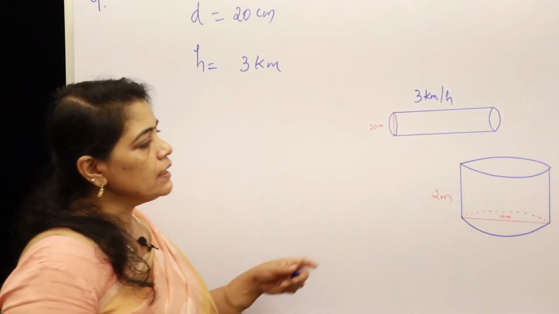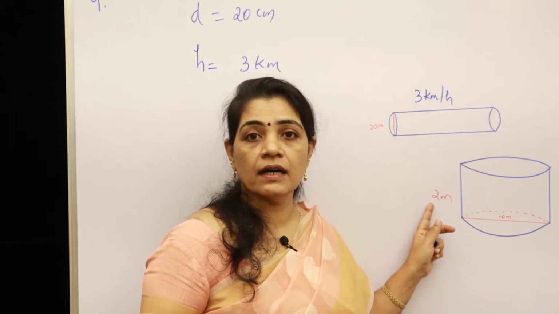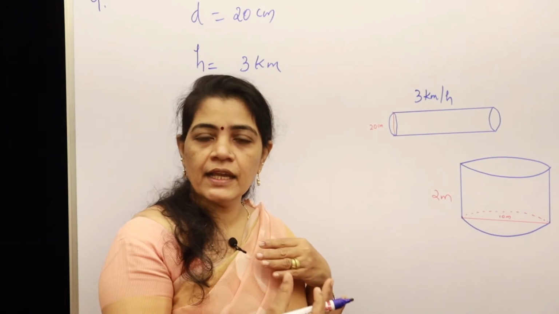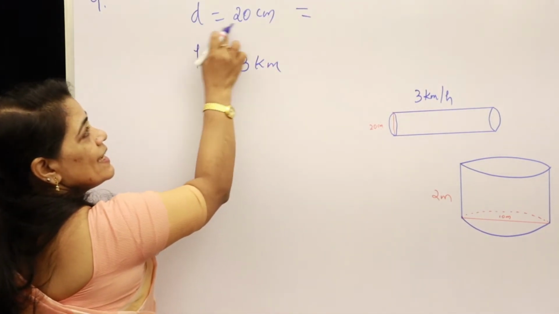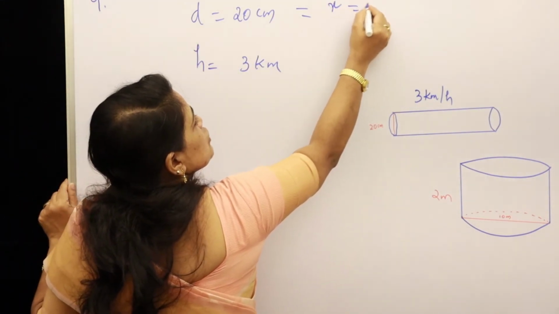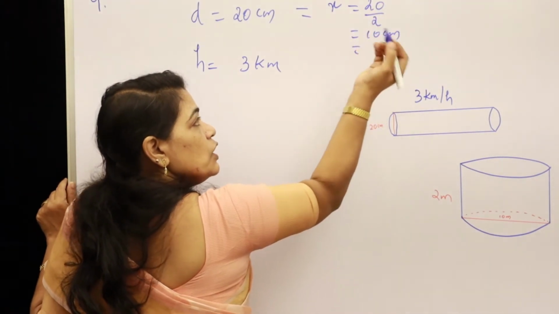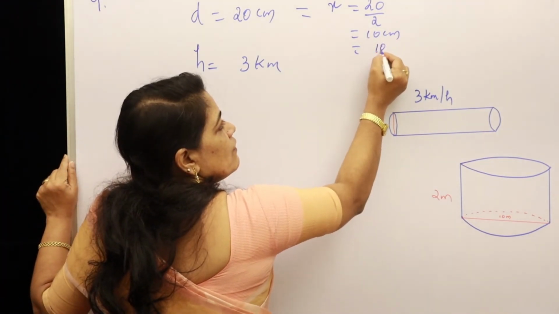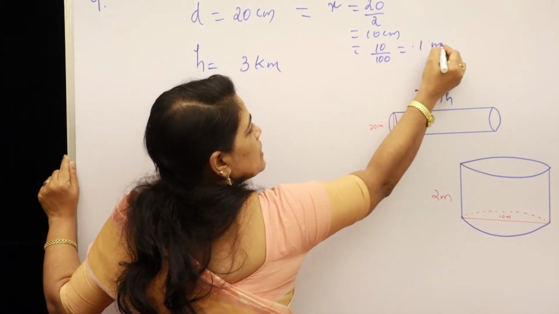See here, in the tank both the radius and the height are in meters. Better to convert the dimensions of the cylindrical pipe also into meters. So that is what I am doing now. 20 is the internal diameter of the pipe, so r will be 20 by 2, that is 10 centimeter. Then you have to convert that into meter by dividing with 100. 10 divided by 100 is 0.1 meter.